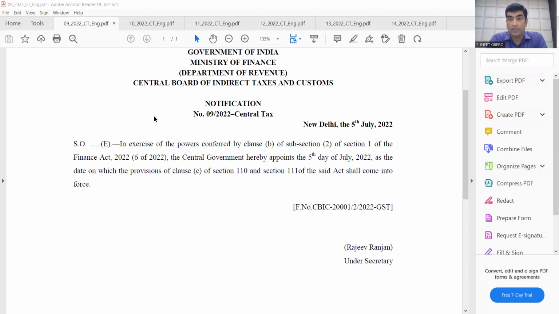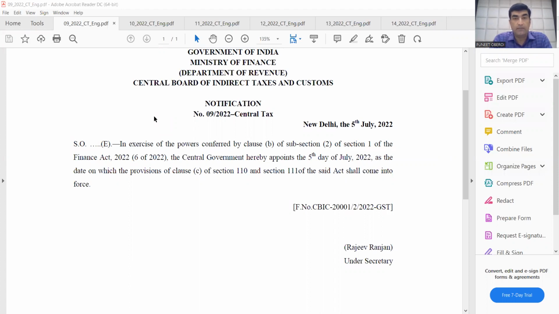There is notification number 9/2022 dated 5th of July, which specifies that the provisions of clause C of section 110 and section 111 of the said Act shall come into force from this date. So the date has been notified for that. Let us understand what is clause C of section 110 of the Finance Act.